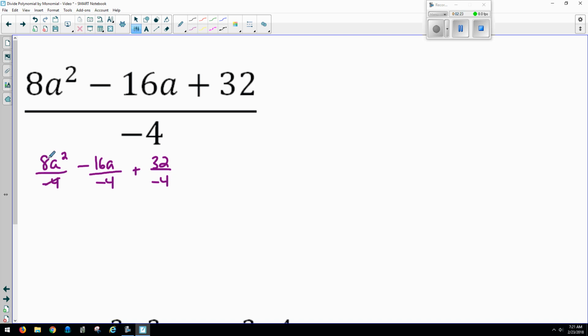So negative 4 divides out with 8. That would give me a negative 2. I'm just going to bring that down right away. So I have negative 2a squared. And negative 4 divides out with negative 16. That would give me a positive 4. Make sure you put a plus sign here. And let's bring down that a. And negative 4 with 32 would give me negative 8. And instead of doing plus negative 8, let's just do minus 8.